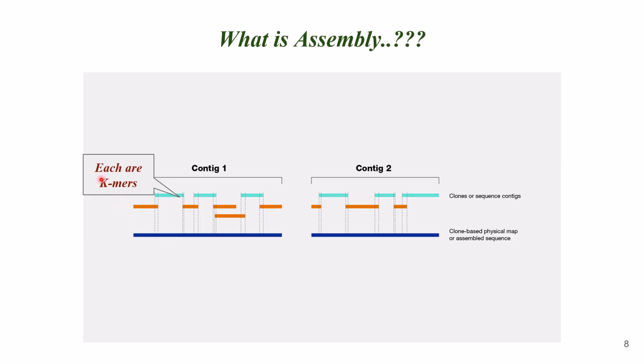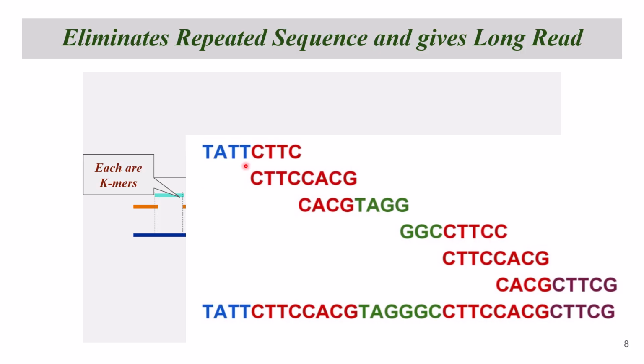K-mers are like, if I say 5-mer, then 5 nucleotides come together to form one context. These contexts will have some overlapping parts, as you can see here. These overlapping parts will be eliminated by SPAdes, and one long read will be produced, known as a scaffold, and scaffolds are the reads we worked with.